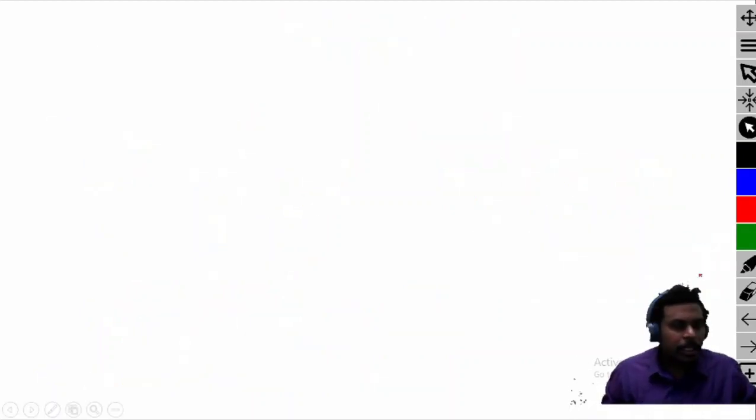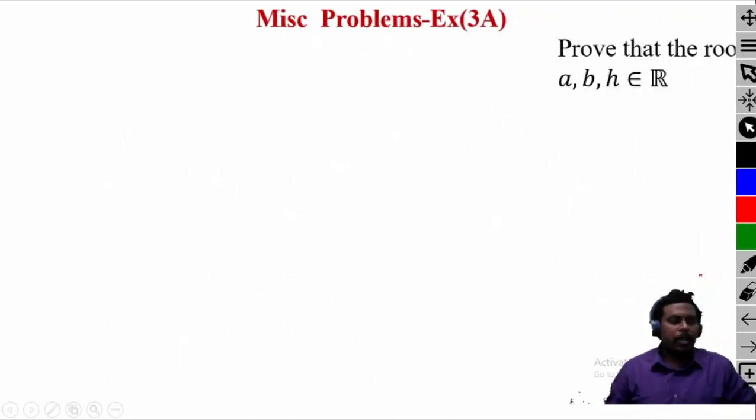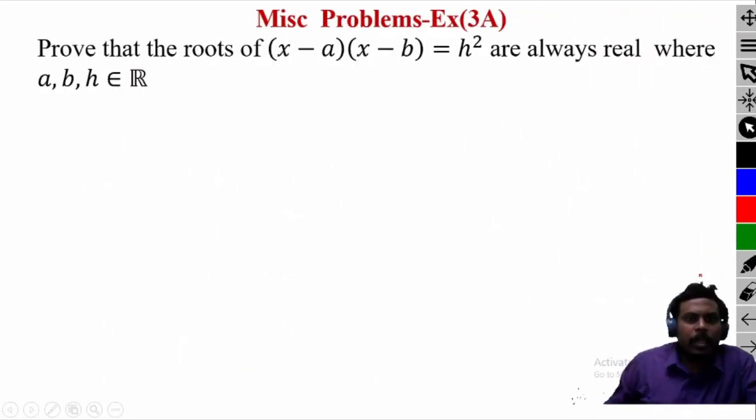Let us solve the next problem. Here is our next problem. Prove that the roots of x minus a into x minus b is equal to h square are always real, where a, b, h are real. This is actually a question on the discriminant. Now let us solve this problem. Here is the solution.